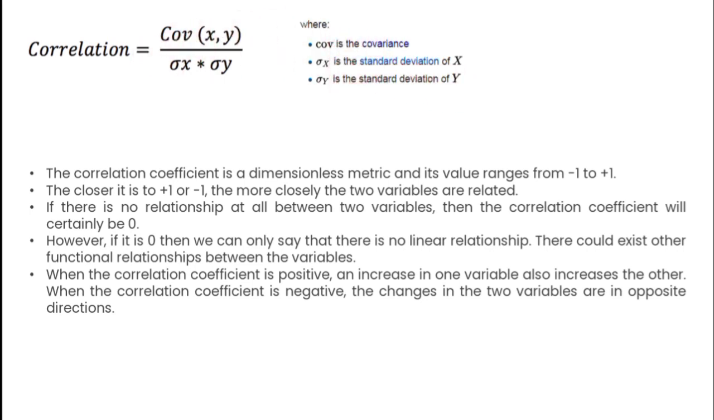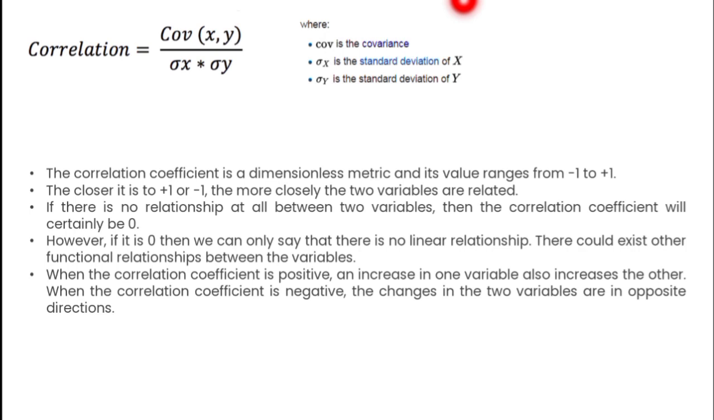It is very simple. The correlation coefficient is a dimensionless metric and its value ranges from -1 to 1. I already told you that. The closer the value is to +1 or -1, the more closely the two variables are related. Whatever value you get should be close to these two values, so I can tell that the variables are related to each other.